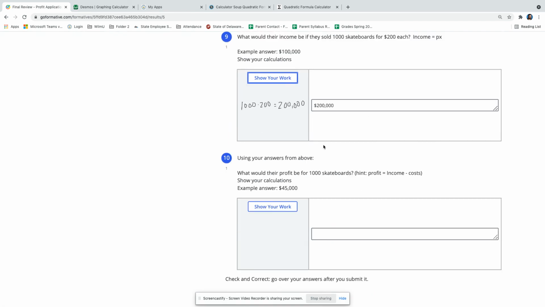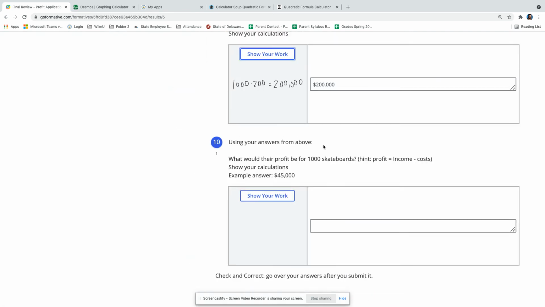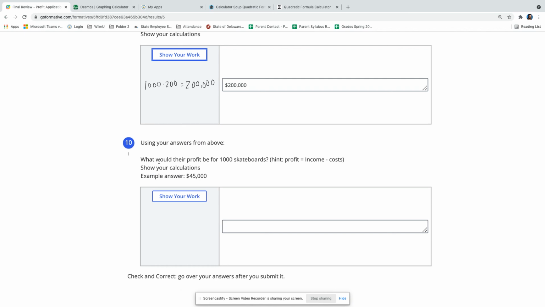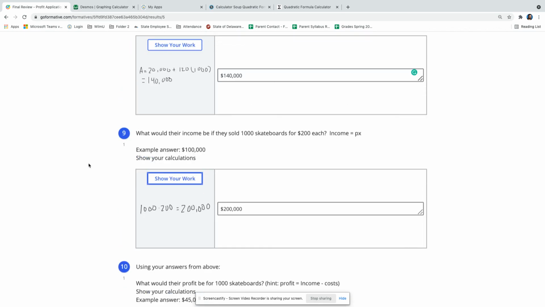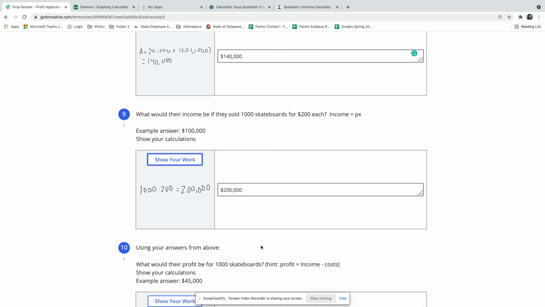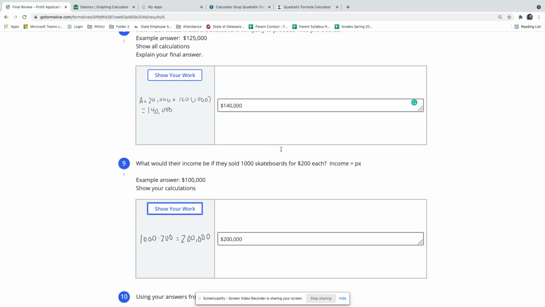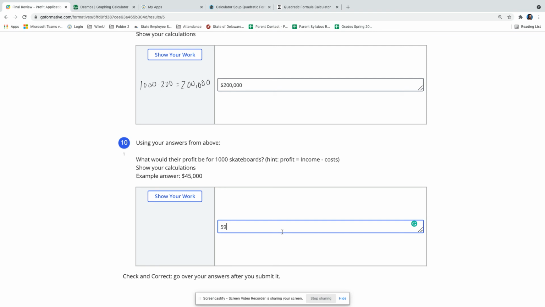Good. And then we want to know what the profit would actually be. So for profit, profit is always equal to income minus expenses. I can do that in my head with this for 1,000 skateboards. 200,000 minus 140,000 is going to give us a profit of $60,000. And that's it. So that's your little recap into profit.